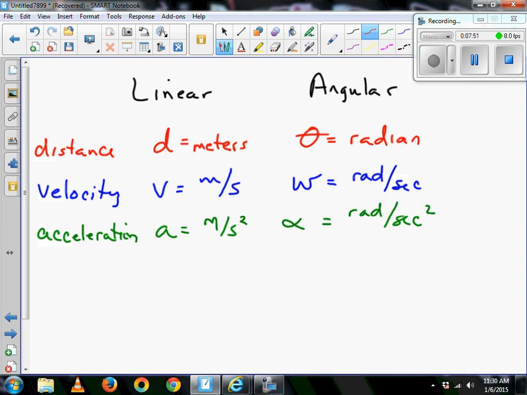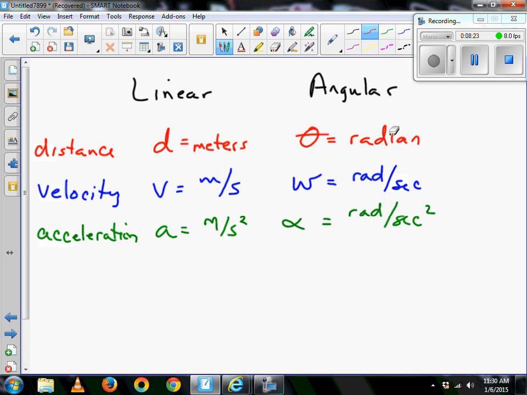For velocity, instead of using V, we're now using omega, that little cursive W. What units did we use for velocity when we talk about linear? Meters per second. Good job. Now, instead of using meters per second, what are we going to use, Noble? Radians per second. Very good. So it's the same exact thing. We're just using radians instead of meters.